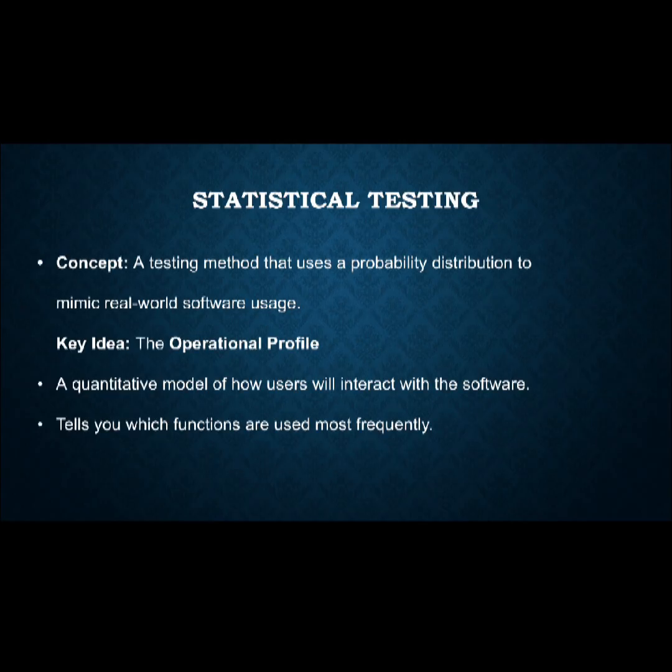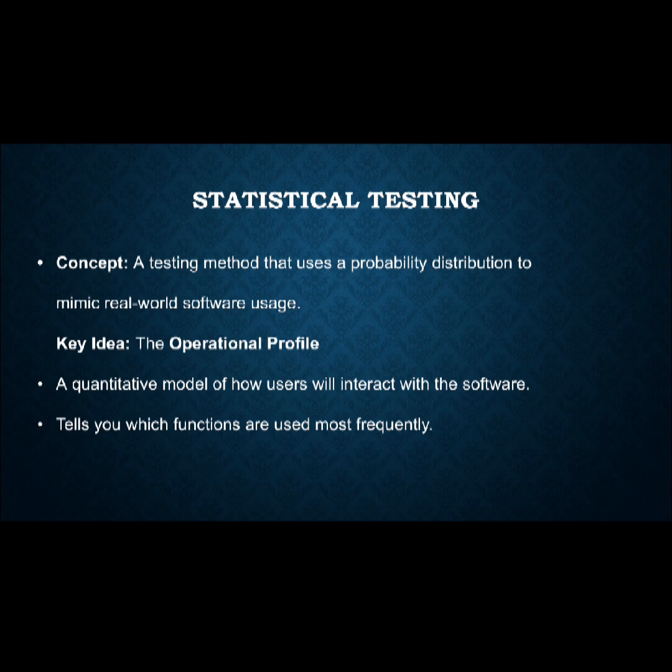So far, we have defined what reliability is and how to measure it. Now the question is, how do we test for it? You are all familiar with traditional software testing. We create test cases to find bugs. We try to break the system. We are looking for hidden faults so we can fix them.